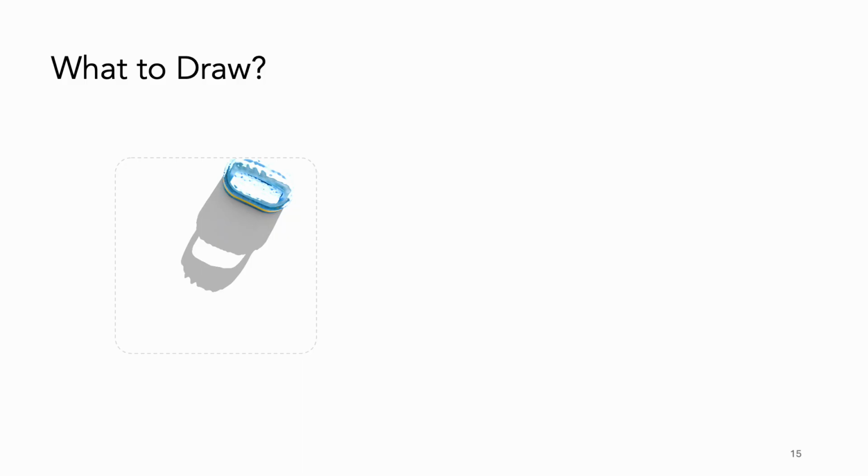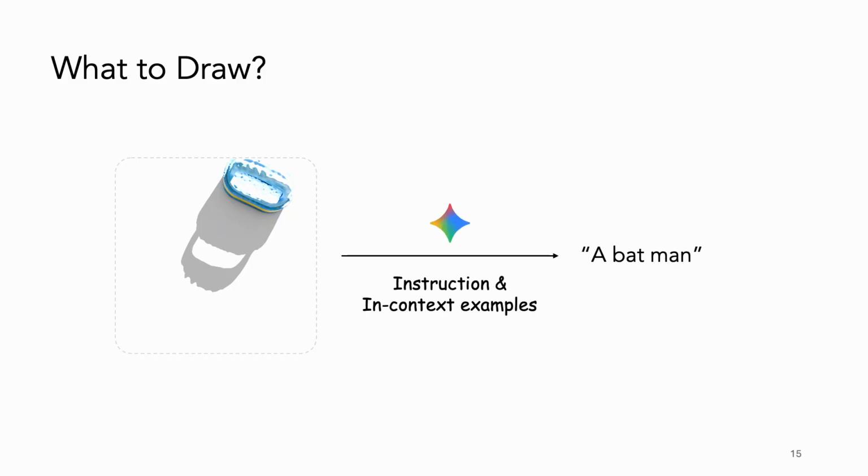And then we need to figure out what to draw. This is even hard for trained artists, so we turn to modern VLMs to help. In practice, we provide VLMs with detailed instructions and in-context examples, and let them imagine what we can draw based on it.